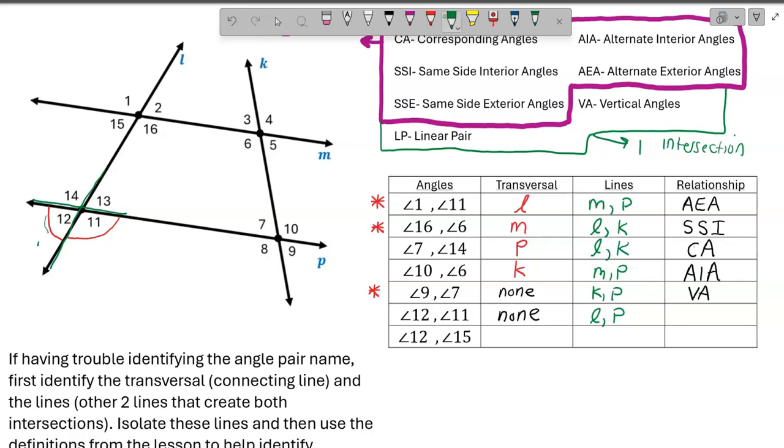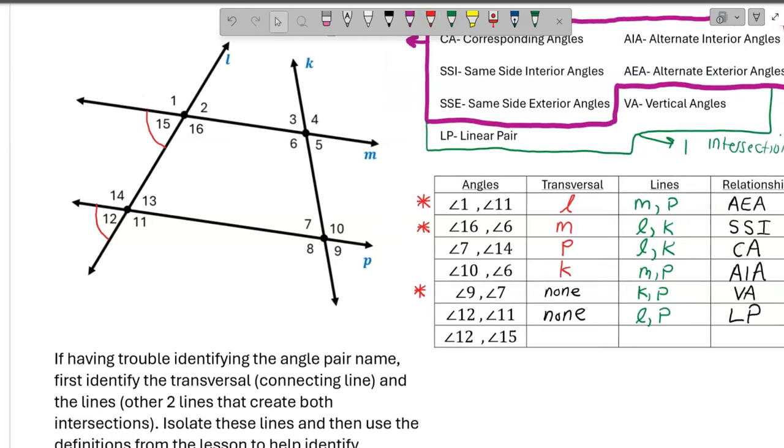12 and 11 are adjacent to each other, and their non-common sides form this nice straight line that makes them, by definition, a linear pair. And for our final practice here, we're going to look at 12 and 15. So 12 and 15 are located right there.